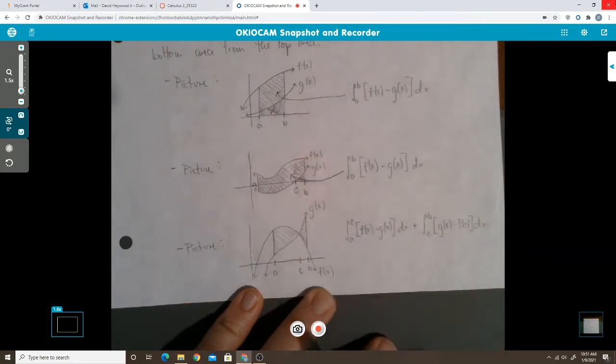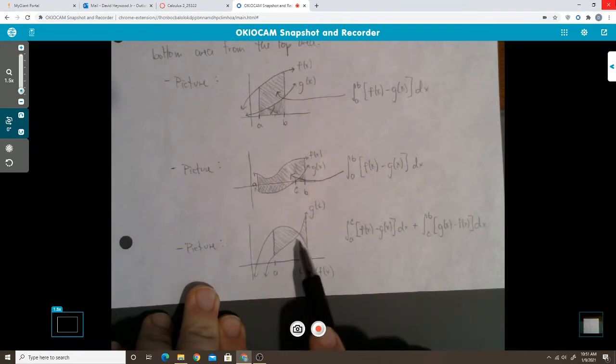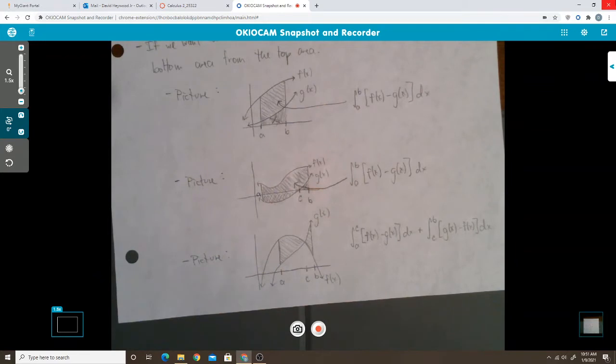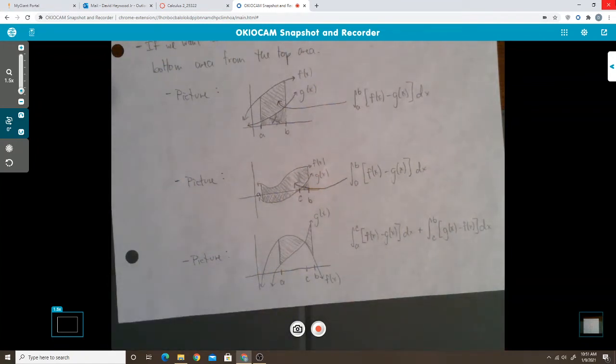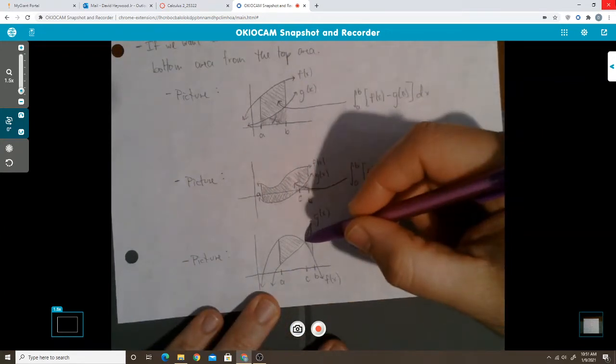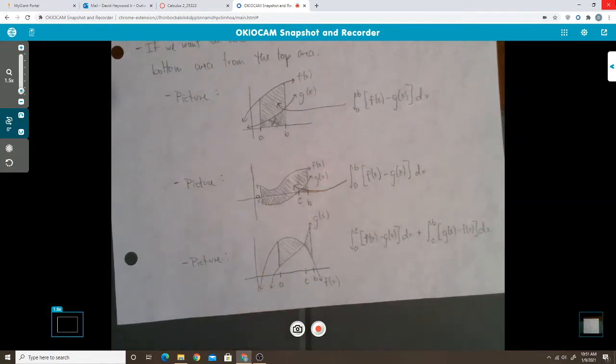Well, so then you have to split your integral, right? You're not just going to integrate from a to b f of x minus g of x. You have to split it wherever they cross and go from a to c, f of x minus g of x, and then from c to b, g of x minus f of x. So the moral of the story is just make sure you're subtracting the bottom function from the top function. So it should be top function minus bottom function. Okay? And anywhere where they cross and swap places, you have to split your integral, so that you can change the order of the subtraction.